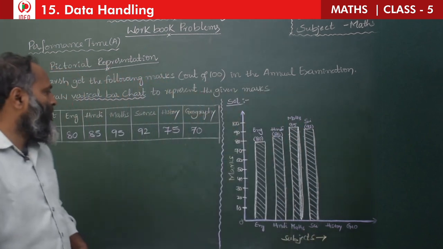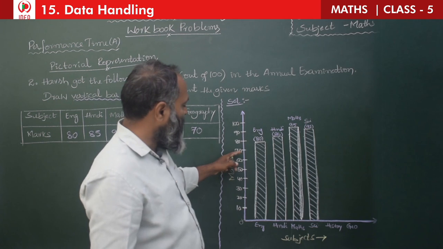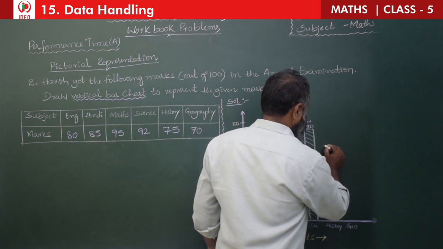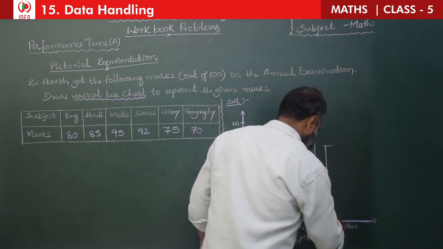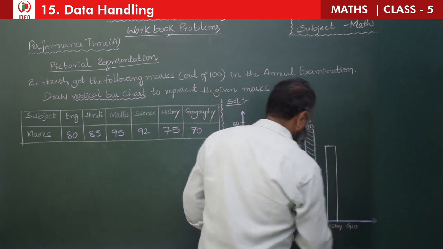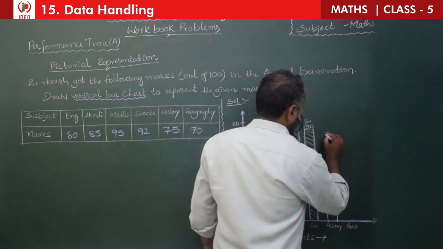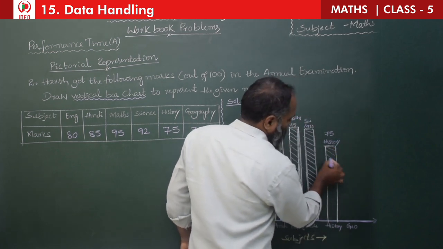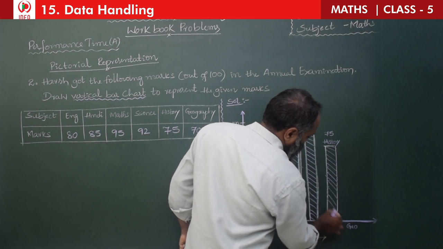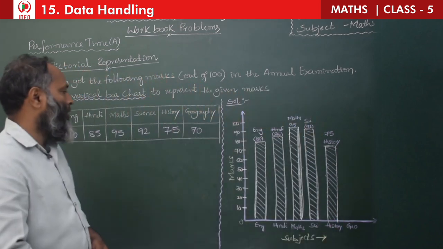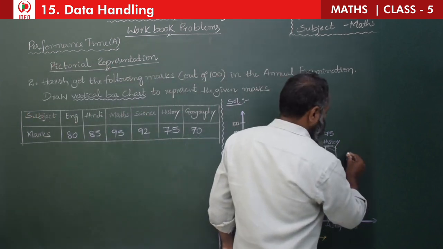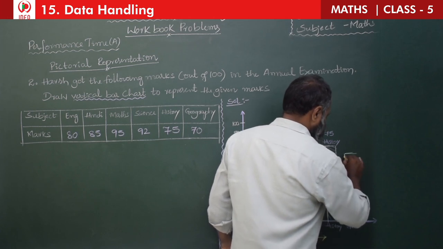Now, after that, history. History is 75. 75 means in between 70 and 80. Here, in between 70 and 80. This is our history marks, 75. Now, geography. Geography is 70. Where is 70? Here, 70. This is our geography.